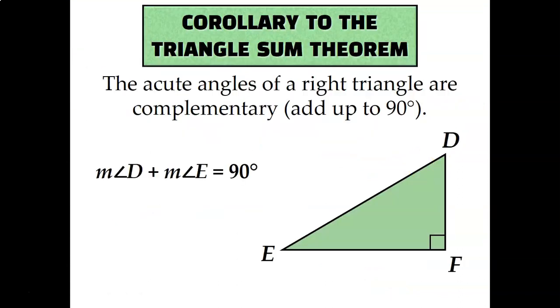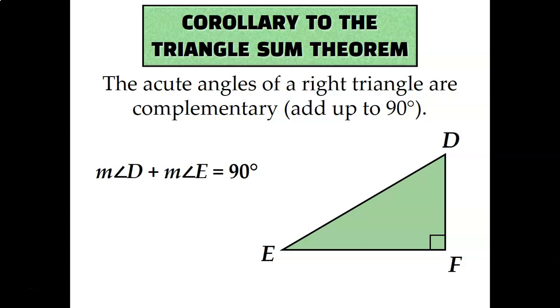Speaking of right triangles, though, we can make a more specific version of the triangle sum theorem just for right triangles. If you know you have a triangle that is right, then you know it has one angle that's equal to 90 degrees. And according to the triangle sum theorem, if you add up all three angles, it must be equal to 180. But if you know that one of the angles is 90, you could just subtract 90 from both sides and say that the sum of the other two angles, the acute angles, would be equal to 90.